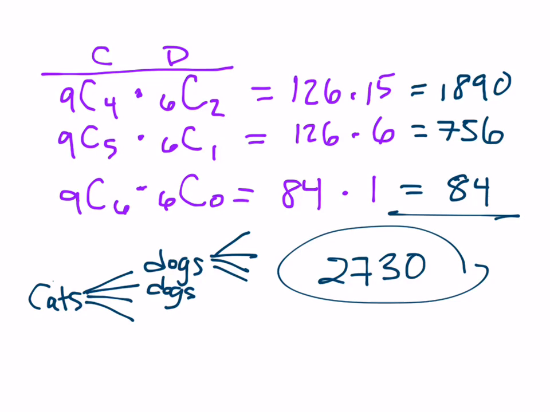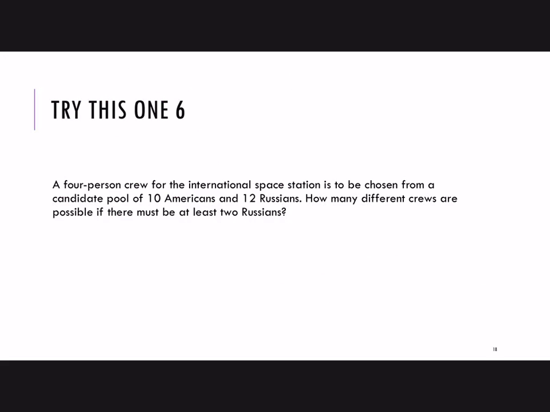Okay, so there we have it. Let's do one more example. A 4-person crew for the International Space Station is to be chosen from a candidate pool of 10 Americans and 12 Russians. How many different crews are possible if there must be at least 2 Russians? All right, so see if you can do the setup. You might want to pause here and try this, and then I will give you the answers and we can make the calculations.